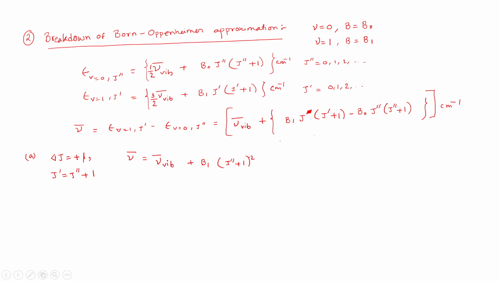So J prime is J double prime plus 1. So here it would be J double prime plus 2 minus V naught. All the things will be in terms of J prime, J double prime.